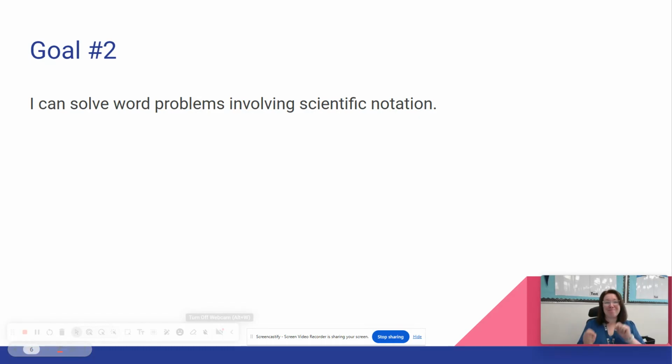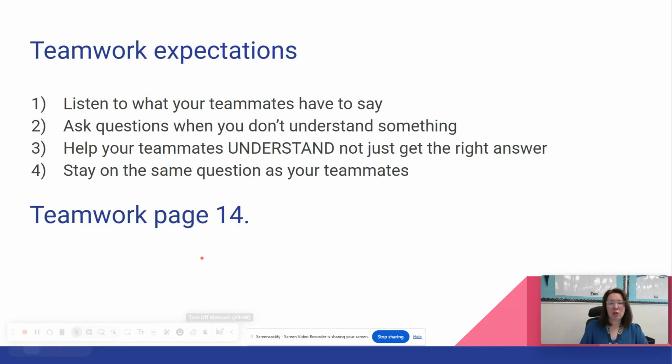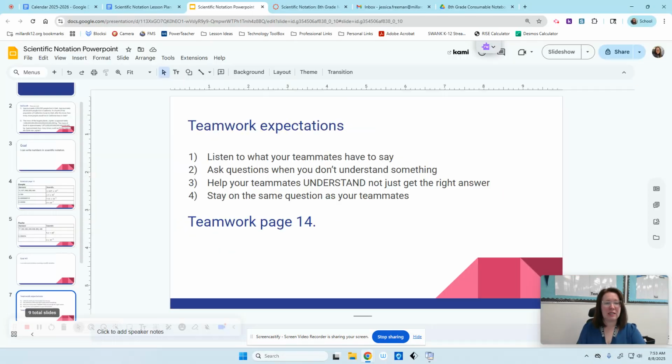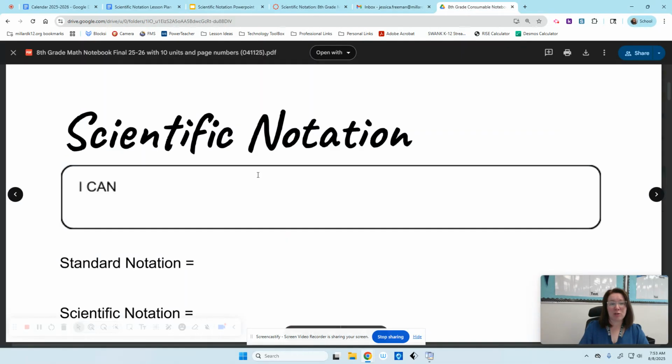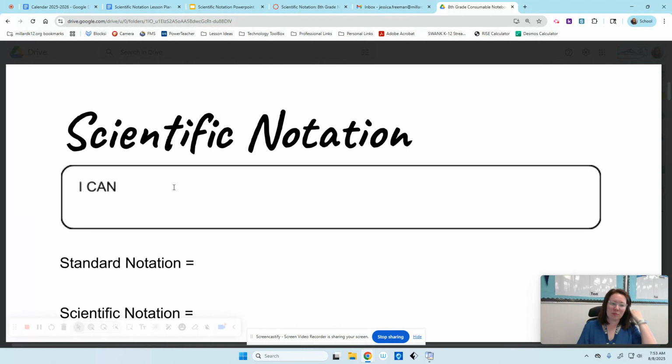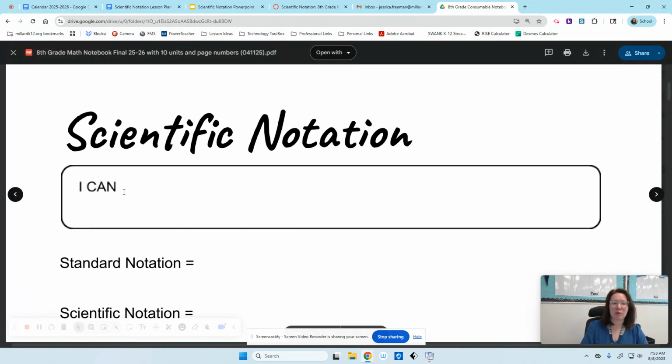All right. More about scientific notation is word problems, and this is page 14. And you worked with a team on page 14 to help you solve word problems. So here we are. This is page 13. I can solve problems. I can change. Oh, there it was. I can change numbers between standard and scientific notation.